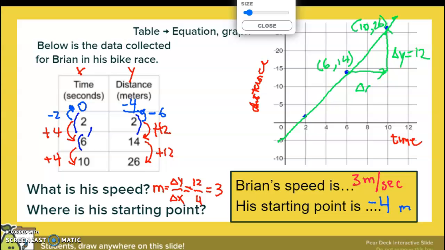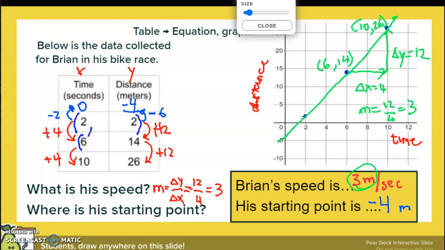What about delta x from the graph? It went from 6 to 10. So 10 minus 6 is 4. So again, I get from here, the slope is delta y over delta x. That's 12 over 4, which is 3, which is what I have here as well.